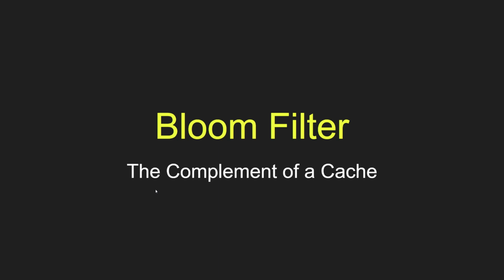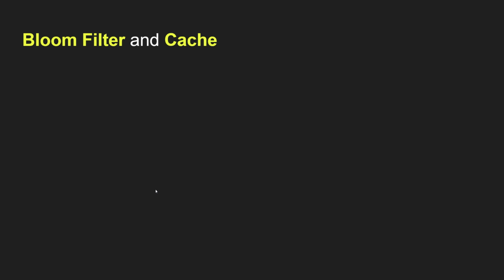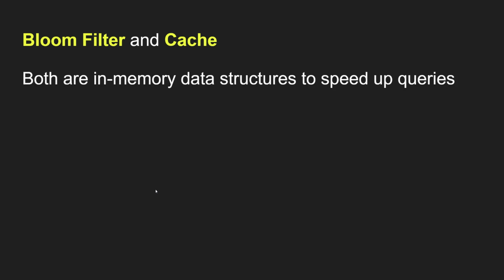The Bloom filter was a data structure invented by Burton Howard Bloom in 1970. In a nutshell, it's the complement of a cache. Let's talk about what they have in common first. They're both in-memory data structures to speed up queries.